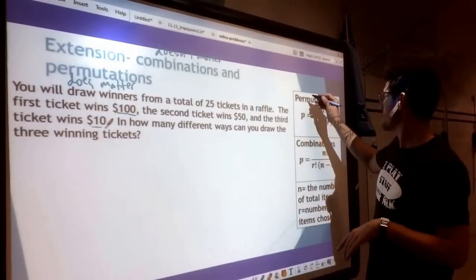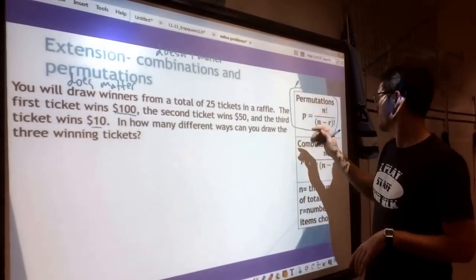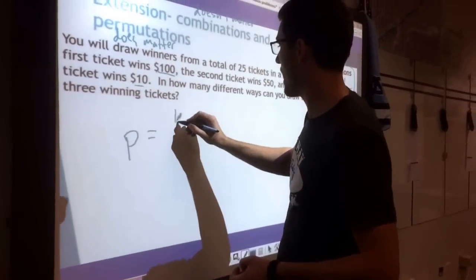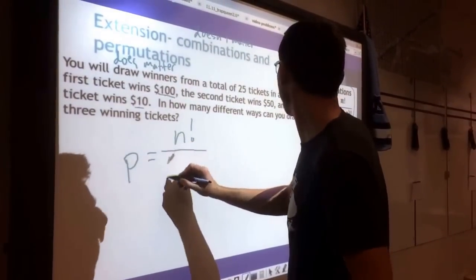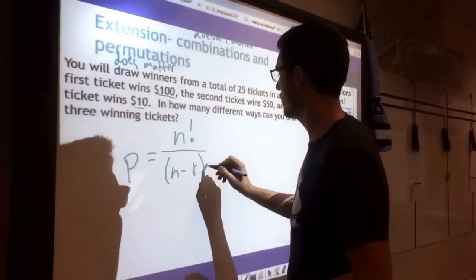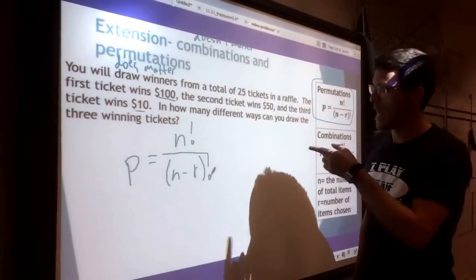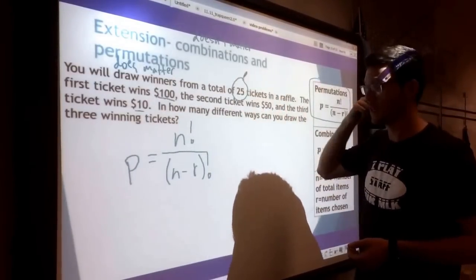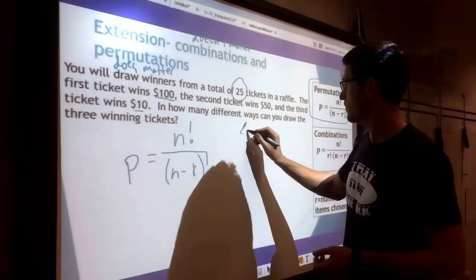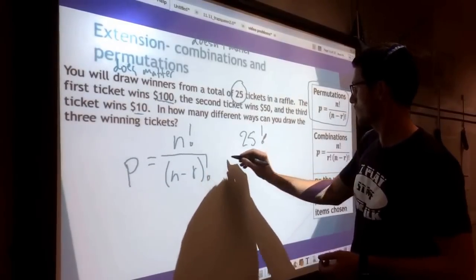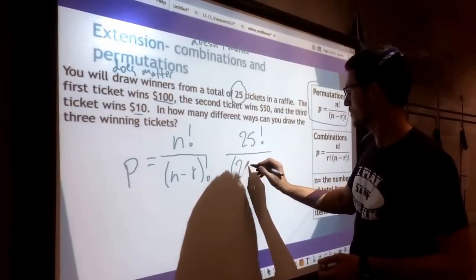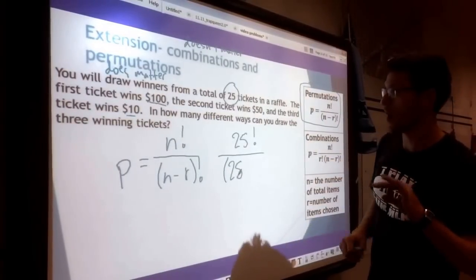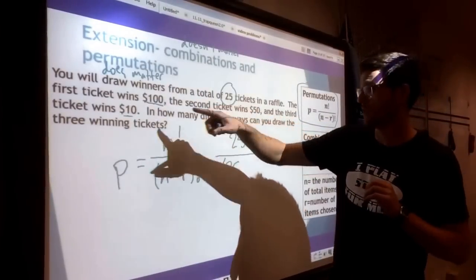If the order matters, that means that this is a permutation. So we're going to use this equation here. To find a permutation, we use n factorial divided by n minus r factorial. N is just the total number here. It says that there's a total of 25 tickets. So we're going to use 25 for n. Okay, and it says that we're drawing 3 tickets, right? The first place wins $100, second wins $50, and third wins $10.